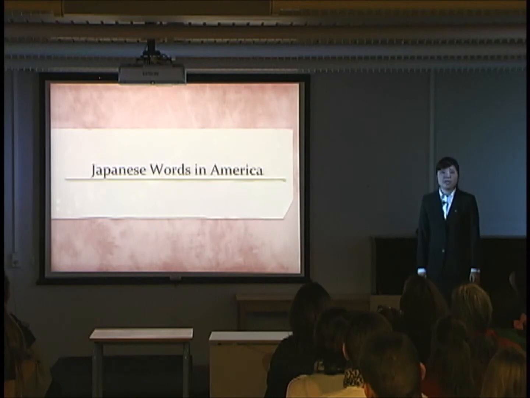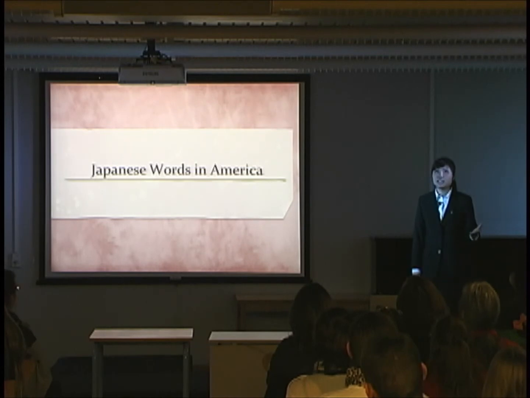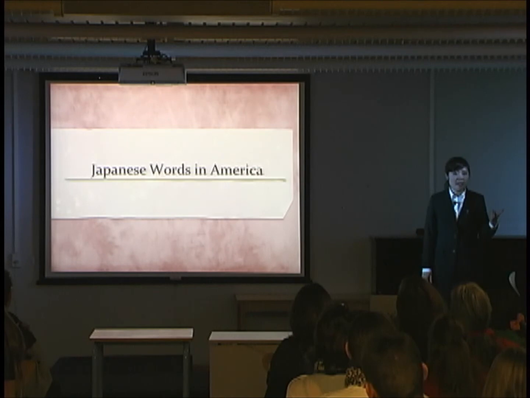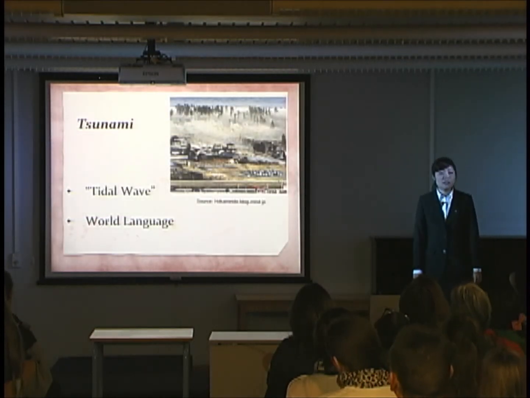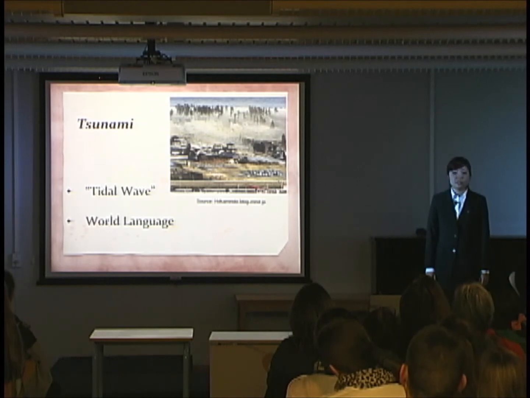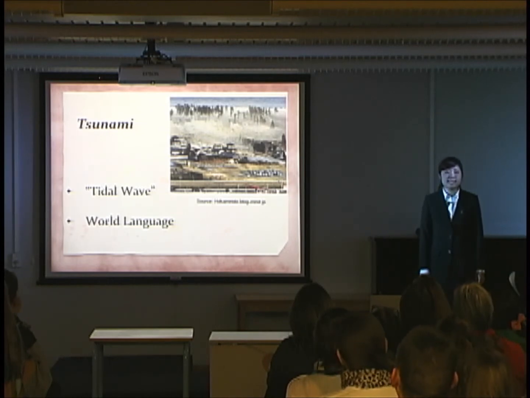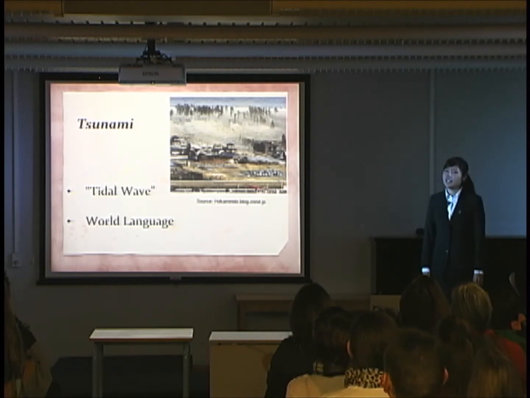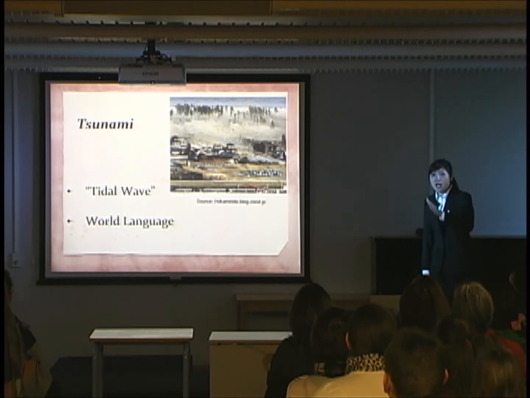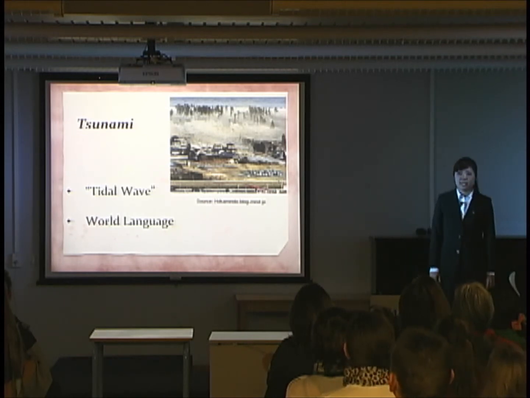Let's move on to Japanese words in English. You know some of our traditional words such as judo, sushi, and tsunami. Let's take the word tsunami. Before the word tsunami was used, tidal wave was used instead. But tidal wave means just wave. It didn't have an exact meaning.